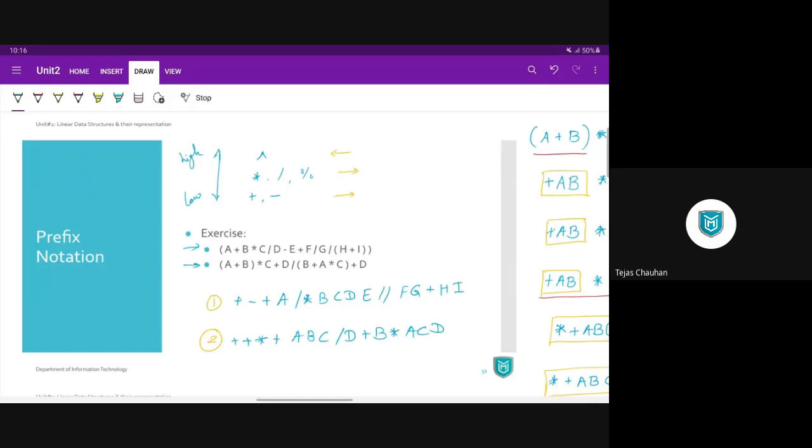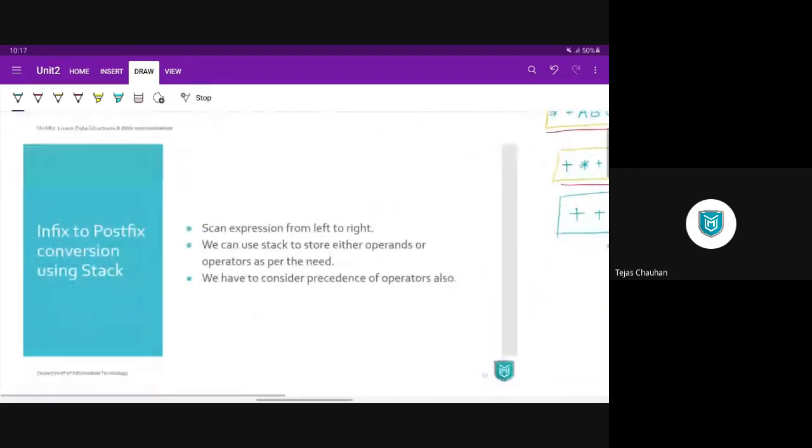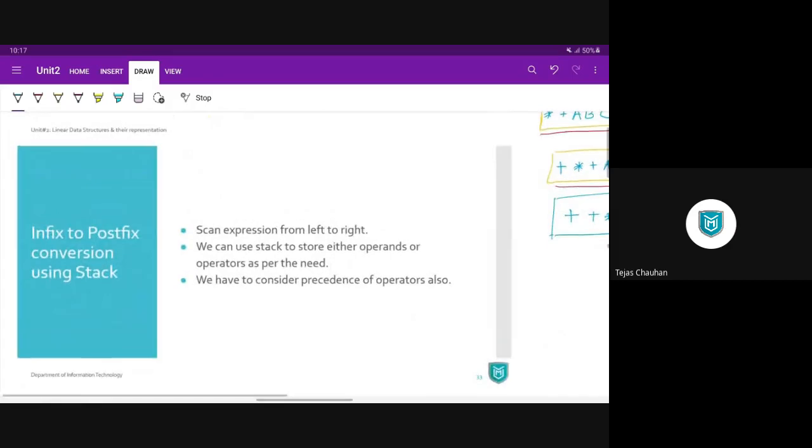So I want your confirmation. Everyone clear till now? Okay. Fine. Thank you. So let's move on. And now we will have a look at infix to postfix conversion. So direct process we have already seen, infix to postfix. But now we are going to have a look at the entire process using stack.